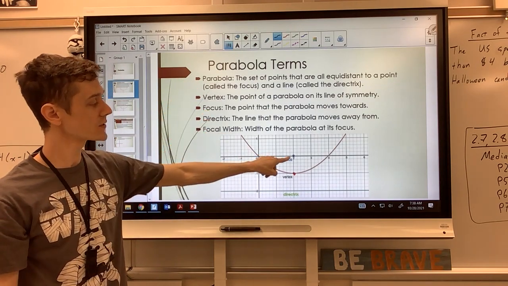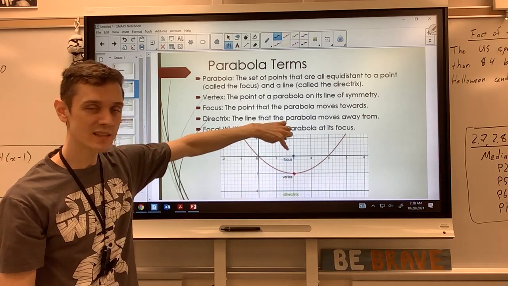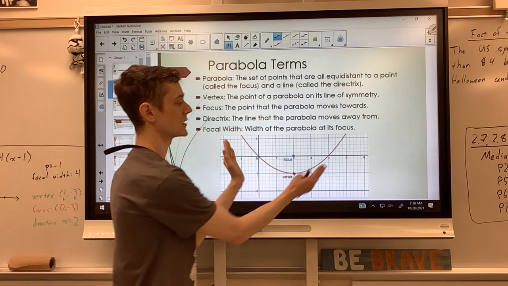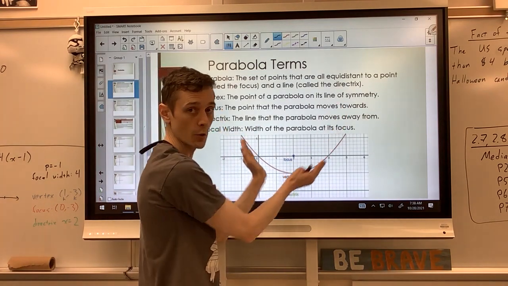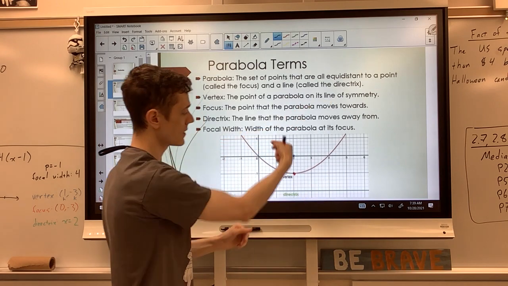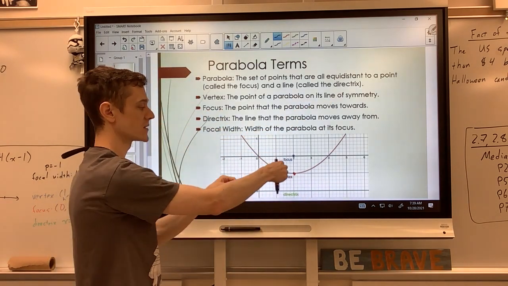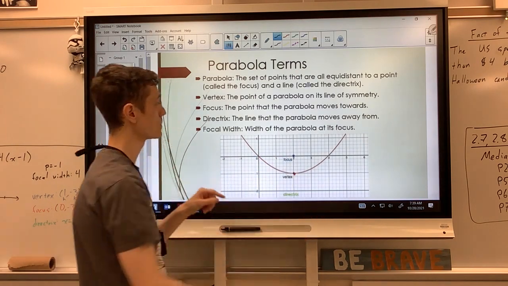Then we have the focus. This is a point that's not on the line itself for the parabola. It's kind of like it's inside of the parabola. It's always going to dictate which direction that the parabola is opening towards. So if the focus is to the right of your vertex, then it opens to the right. If the focus is to the left of the vertex, then the parabola will open to the left. And likewise, if the focus is below, it will open down.